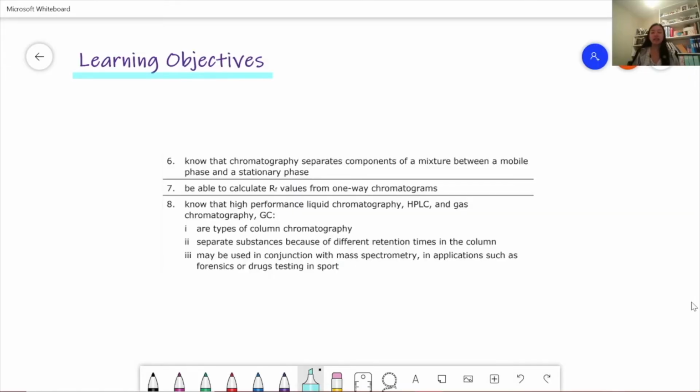Today's learning objectives are to firstly know that chromatography separates components of a mixture between a mobile phase and a stationary phase, and to be able to calculate RF values from a one-way chromatogram.